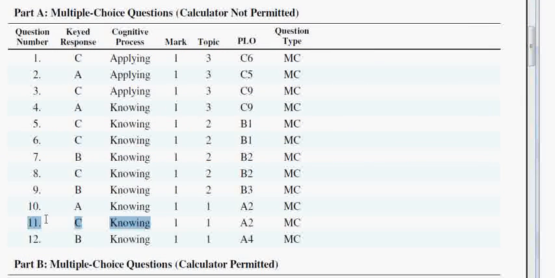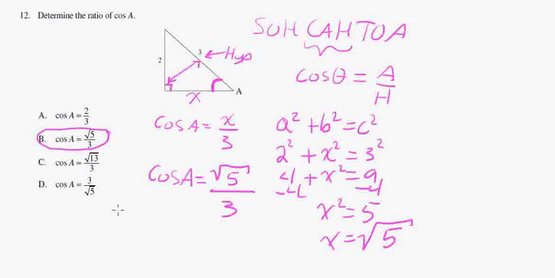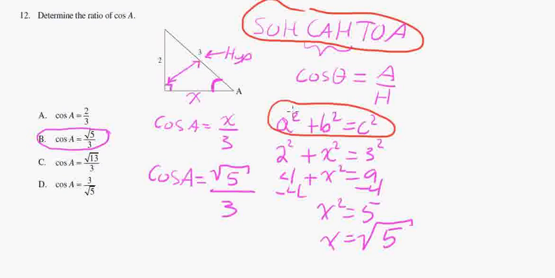Checking the answer, for number 12, the answer is B. So this is a combination of using SOHCAHTOA, I'll highlight that in red, in combination with Pythagoras' theorem.